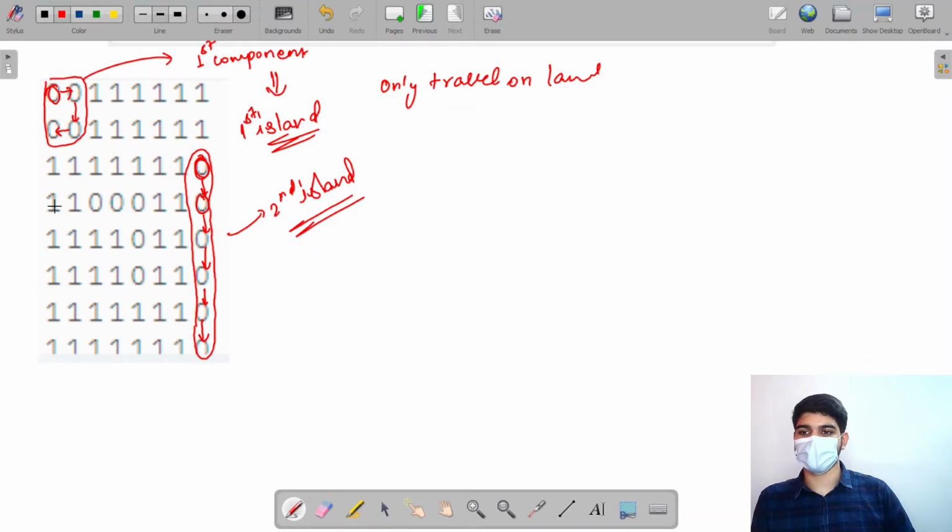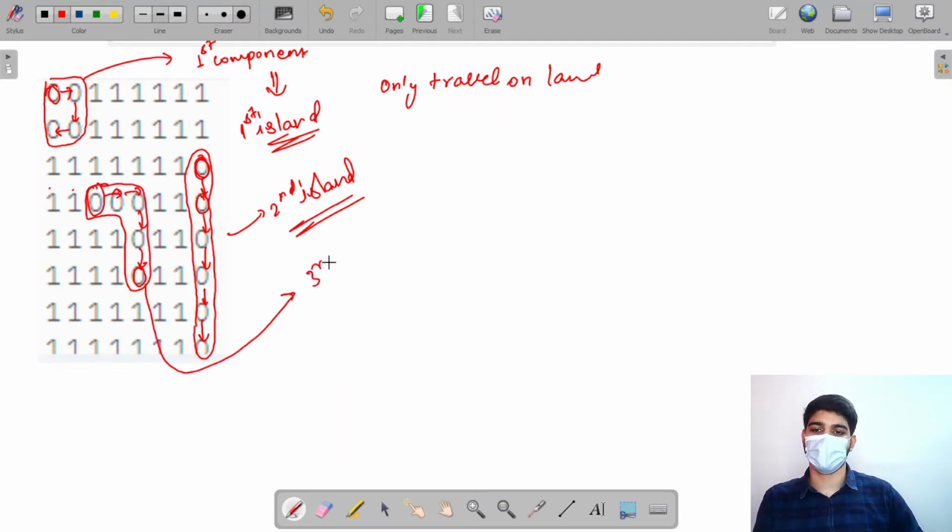If I again traverse now, I would traverse from 1, and I find this 0, right? Then from this 0, I can go to west, again east. I again go to east. Now I can only go to south, then again south, right? Now from this 0, I cannot go anywhere. That means all of the zeros that I just visited are part of my third component, which is my third island.